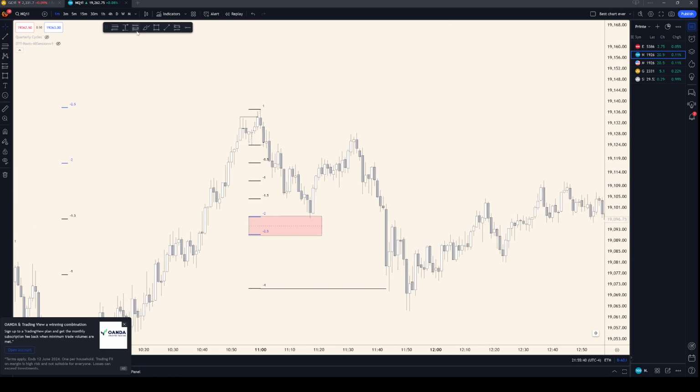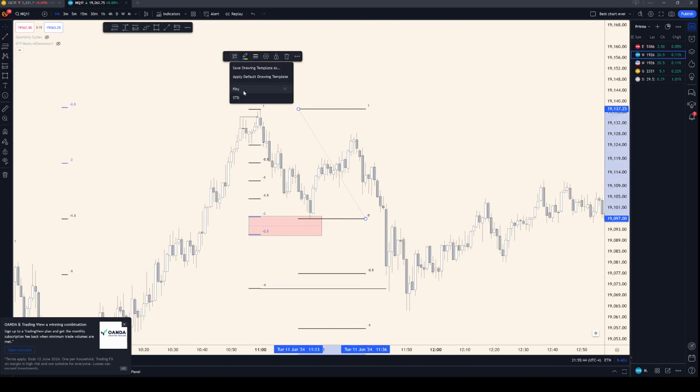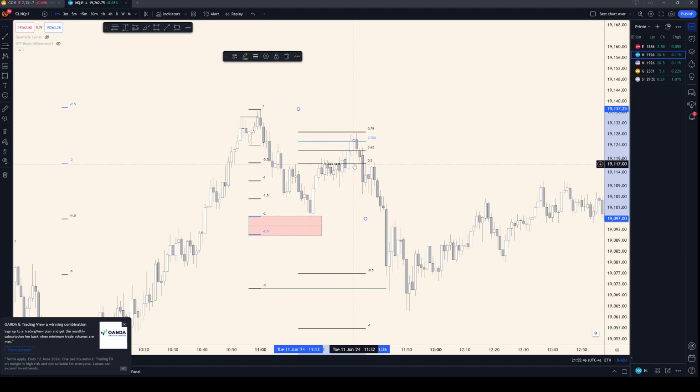OTE is like the premium to discount fib that I have right here. So it's these lines where price is at optimal trade entry. Price in a swing of distribution is likely to retrace here to equilibrium, or here, or here, or here, before doing the move.